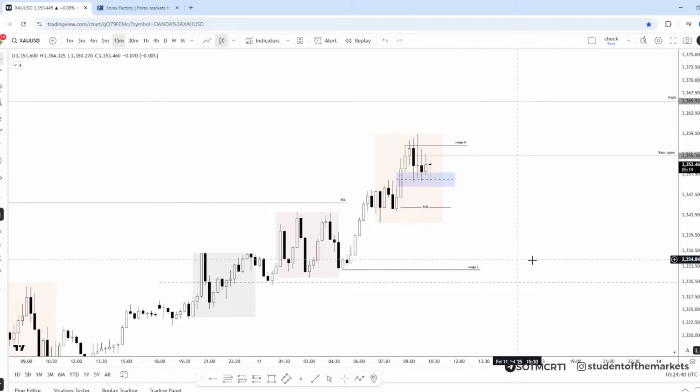Most of the times I just don't take the second entry because I have the good entry from the high and I just hold it. So that's most of the times.